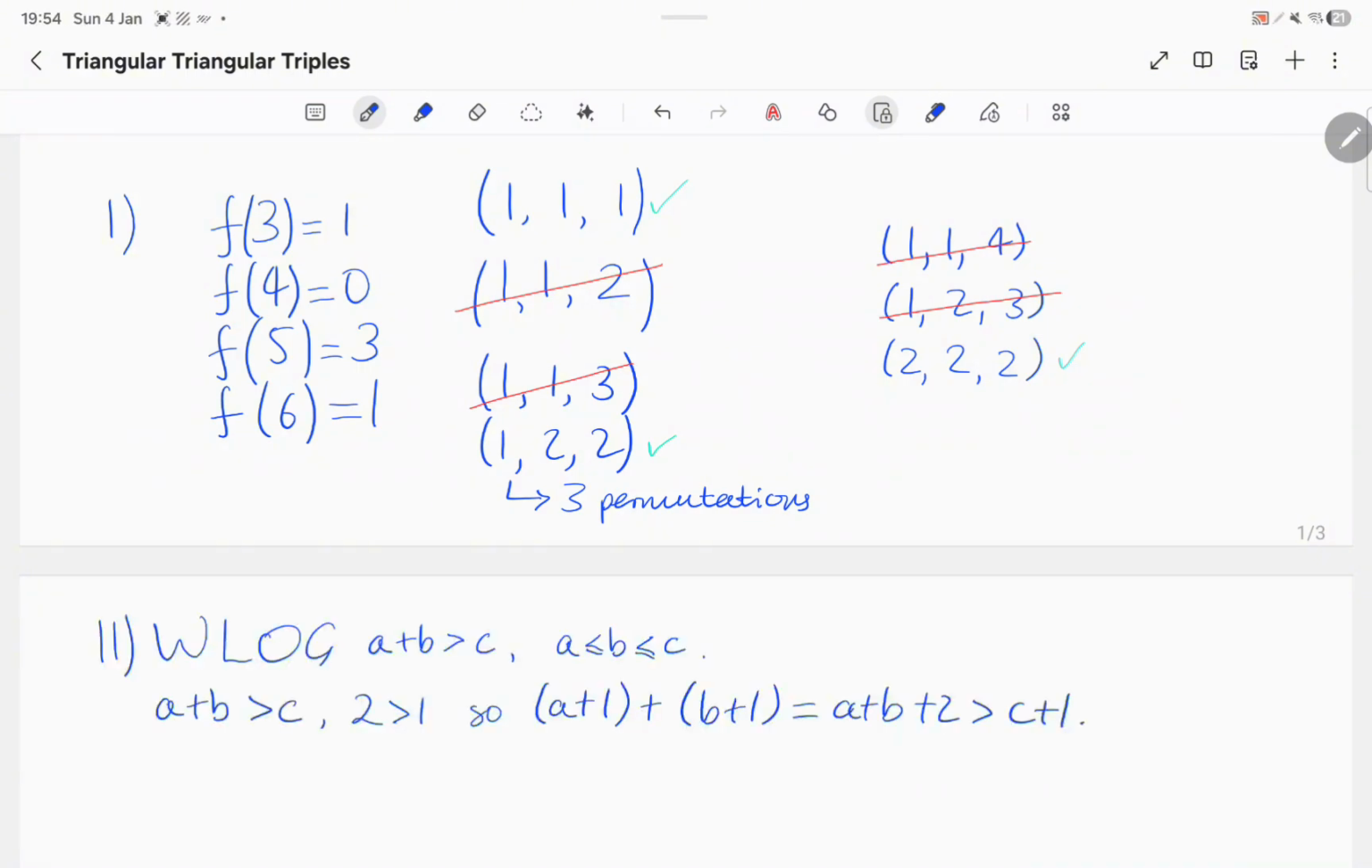Now let's move on to part 2. Without loss of generality, we'll say that a plus b is greater than c, and a is less than or equal to b, and is less than or equal to c.